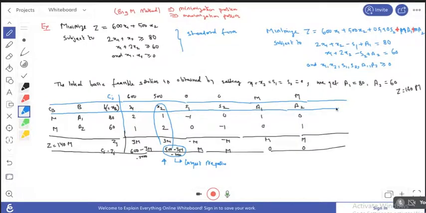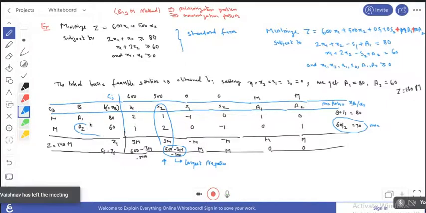Now you have to obtain the minimum ratio. That minimum ratio is XB, meaning this value over this x2 column, which is your key column. Now if we find it, this is 80 over 1 and this is 60 over 2. So which one is minimum? This is 80 and this is 30, so this is minimum. This value is minimum, so this corresponds to your A2 artificial variable.